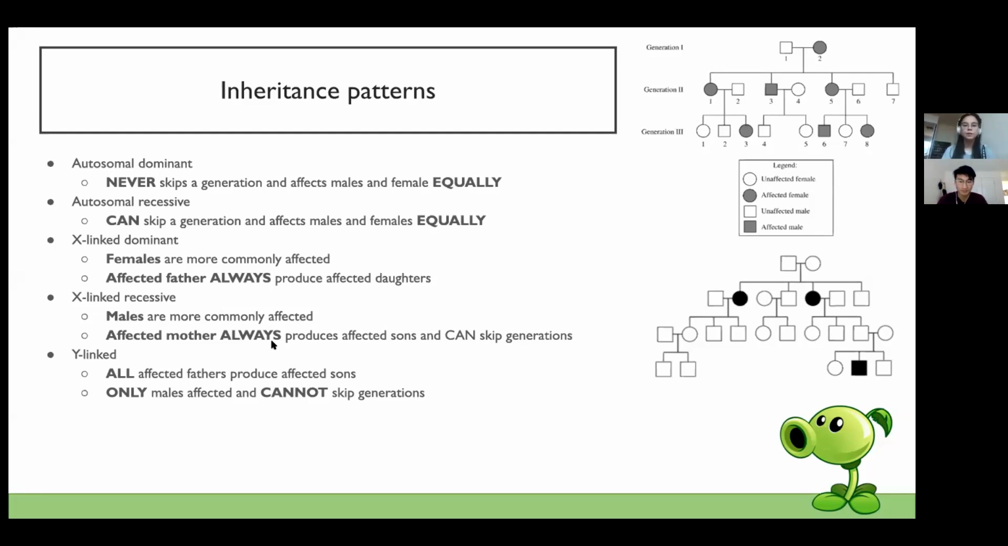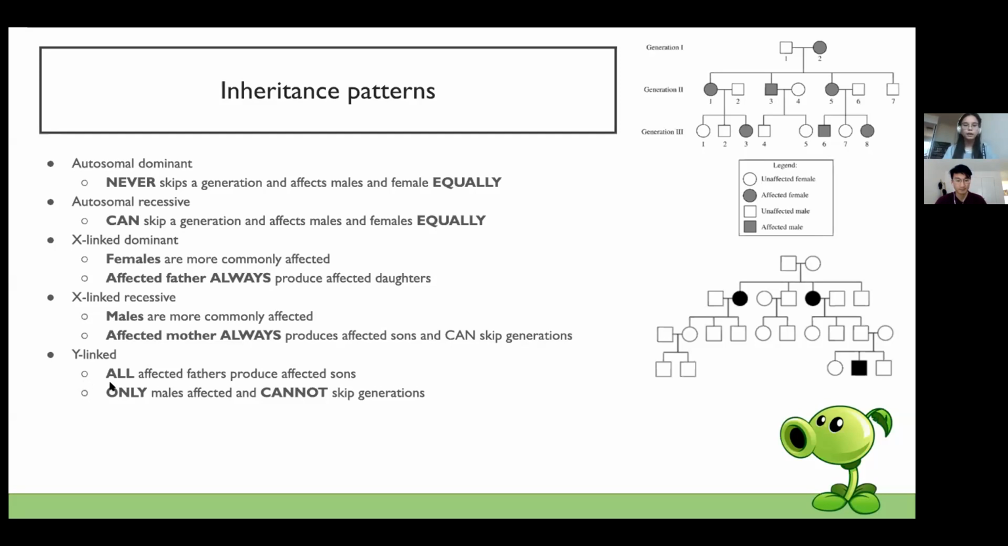So affected mothers will always produce affected sons, because if you are a mother and you are affected, that means that both of your alleles are the disease carrying allele, and you will definitely pass one of those to your son. And because males only need 1 copy of the allele to be diseased, then that means that the male is guaranteed to have the disease.